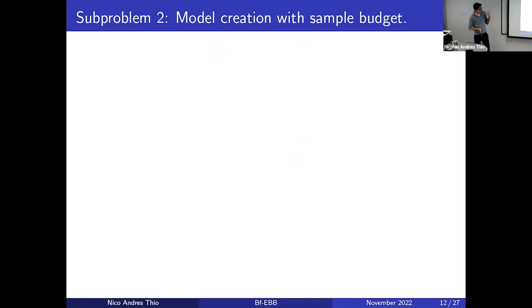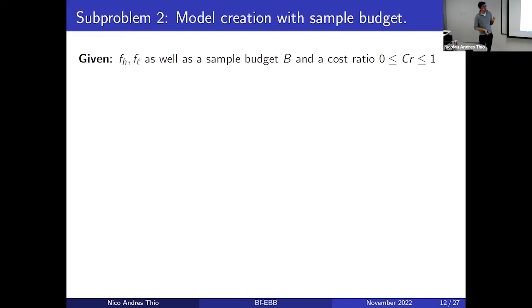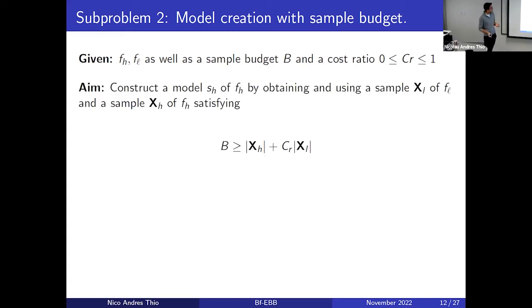The second sub-problem is model creation, but with a sample budget. So instead of me giving you the samples and you don't get to touch the sources anymore, I am now giving you a budget and a cost ratio. So I'm telling you, you can sample the high fidelity source 50 times, and sampling the low fidelity source is 10 times cheaper than sampling the high fidelity source. So instead of sampling the high fidelity once, you could sample the low fidelity 10 times, right? So there's a trade-off there. Where do you choose to gather your information from?